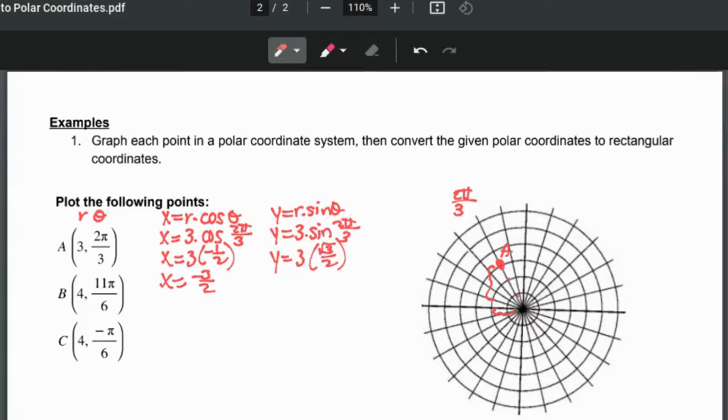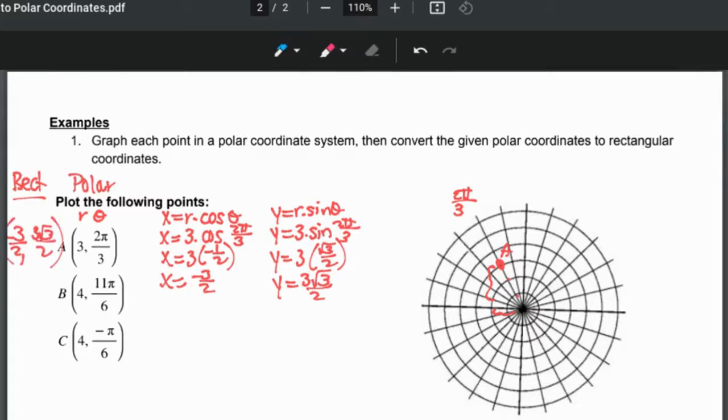So really the polar coordinate plane is just on top of the rectangular plane in this case. We can visualize it here. And we've got 3 root 3 over 2. And so if I were to convert my coordinates from polar into rectangular, now I've got the ordered pair negative 3 over 2, comma 3 root 3 over 2.